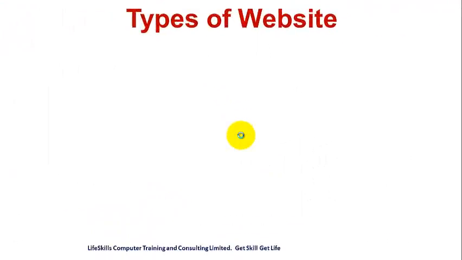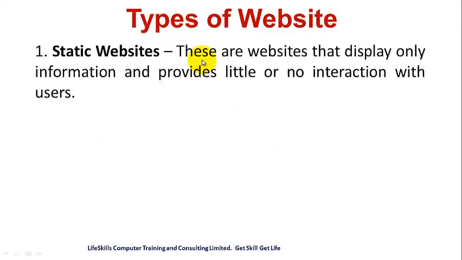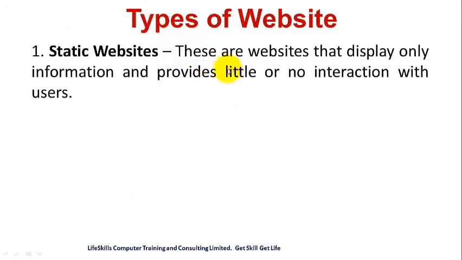Now let's look at types of websites. We have static websites. I mentioned this earlier on. These are websites that display only information. There is very little or no interaction with the users, just for them to read something online and get information. And I want to tell you that 60% of most sites are static. The remaining 40%, they offer dynamic interaction.